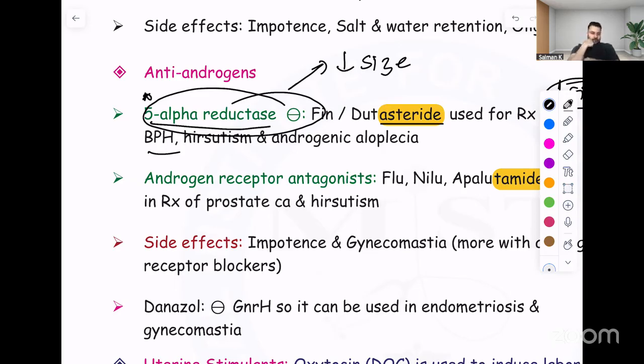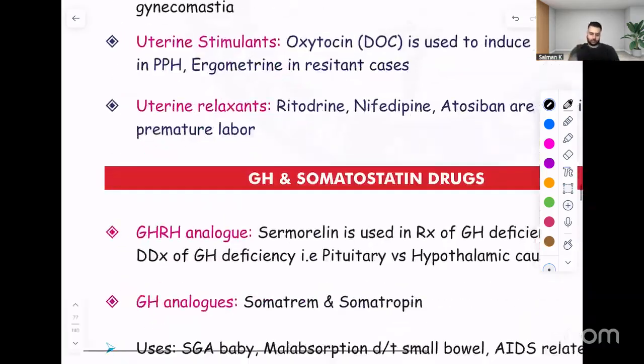That's your anti-androgen. Okay. Next, oxytocin is given for induction of labor. I think it's a very basic point for you now, right? And uterine relaxants like nifedipine is given for preterm labor, okay, premature labor.